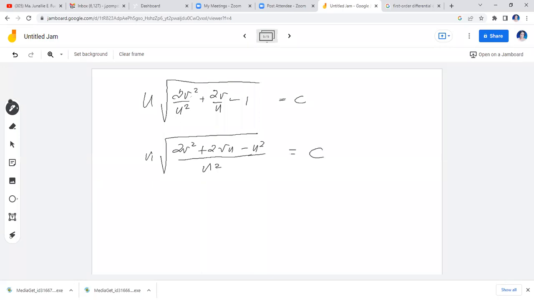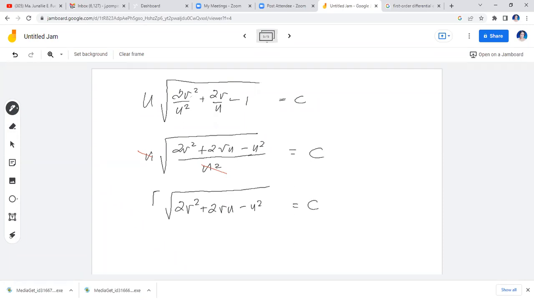Now, if you take the square root of this u squared in the denominator, that would be u, right? So then you can cancel this u and this 1. What is left is just the square root. So you only have one long thing. 2v squared plus 2vu minus u squared equal to c.